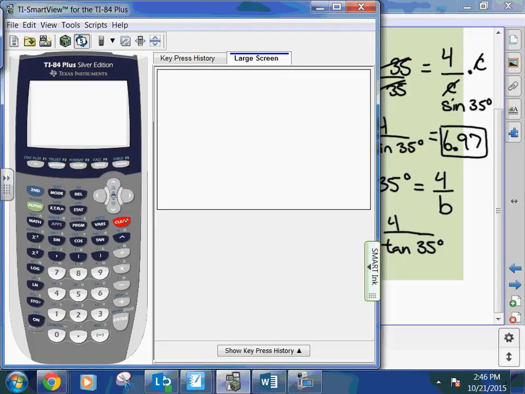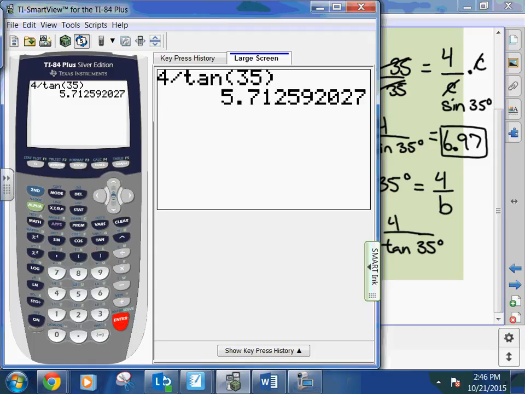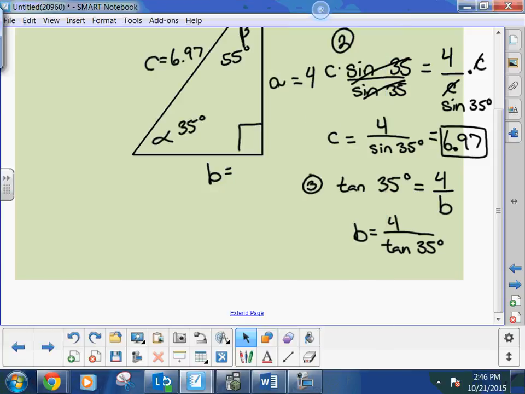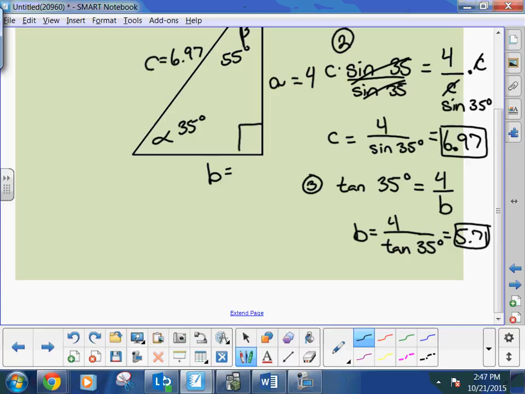We'll do 4 divided by the tangent. Oh, well, let me fix that. 4 divided by the tangent of 35 degrees. And I'll get the answer 5.71. So that's what I'm going to write here. 5.71, and also in my diagram over here, 5.71.